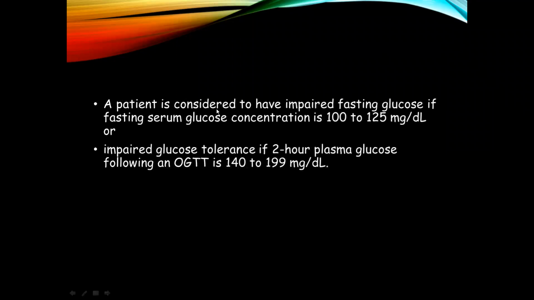A patient is considered to have impaired fasting glucose if fasting serum glucose concentration is between 100 to 125 milligrams per deciliter, or impaired glucose tolerance if 2-hour plasma glucose following an OGTT is 140 to 199 milligrams per deciliter.